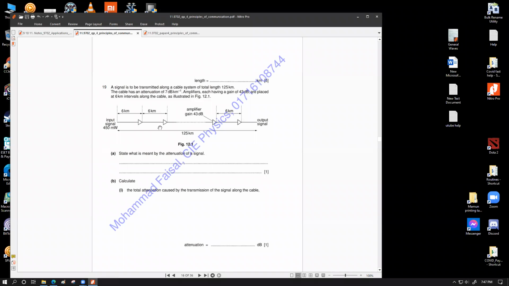So we're going to start today's class by solving this problem. A signal is to be transmitted along a cable system of total length 125 kilometer. The cable has an attenuation of 7 decibel per kilometer. Amplifiers, each having a gain of 43 decibel.